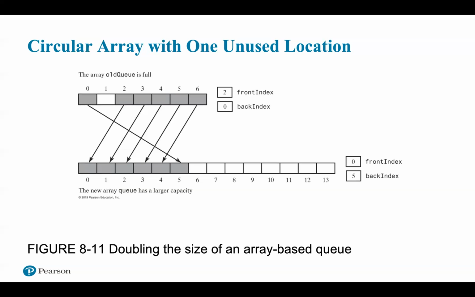Call this array old queue. After allocating a new array queue of 14 elements, we copy the front of the queue from old queue front index to Q0. We continue copying elements from the old array to the new array, proceeding to the end of the old array and wrapping around to its beginning as the figure shows. In addition, we must set front index and back index to reflect the reorganized array.